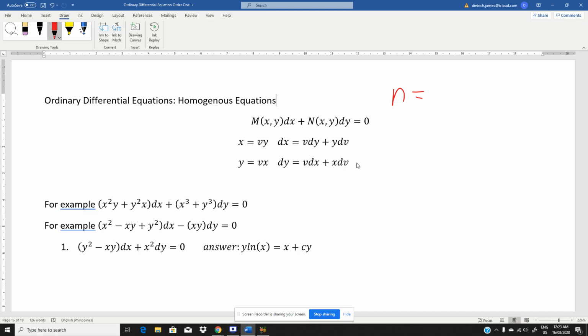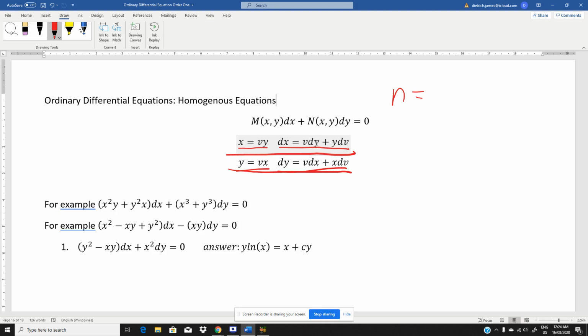To solve a homogeneous equation, one may choose to substitute x = vy, and then differentiating that, we will have dx = v dy + y dv. On the other one, we have y = vx, and then taking dy, we get dy = v dx + x dv. So you may choose this one or you may choose this one.